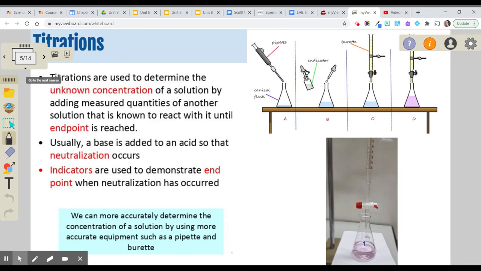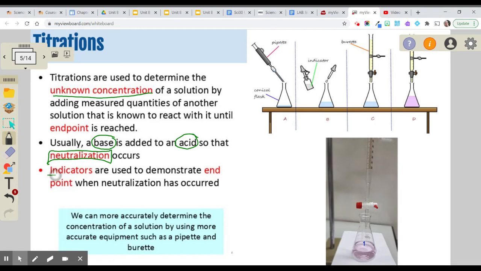So titrations let us figure out the unknown concentration of a solution by measuring the quantities of another solution that is known to react with it until the endpoint is reached. And in our titrations, we're just going to be dealing with acids and bases. So when we are adding an acid and a base together, we know that a neutralization reaction occurs, right? When you have equal number of base to acid molecules, then you have neutralization. So we use that information to help us figure out the concentrations.